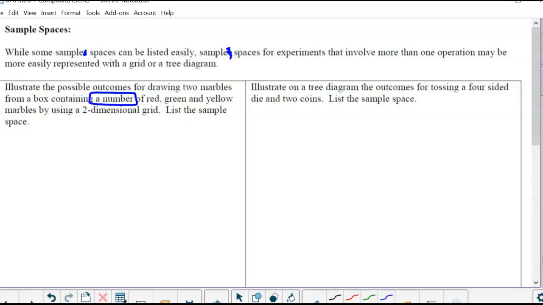So we're going to say 2 bags of marbles, or this is a box, right? 2 boxes. Each box has a red, green, and a yellow, okay? And then we'll talk about choosing 2 marbles from there.